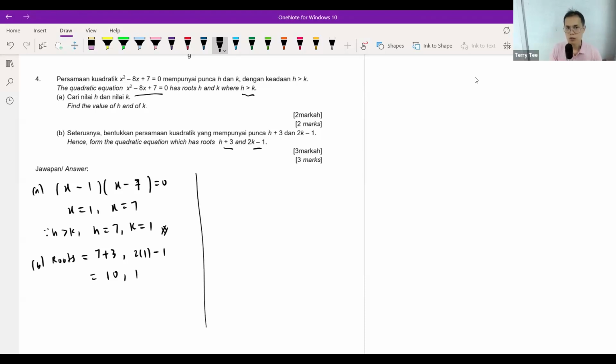So with the new root, we can find our SOR, sum of roots. Yeah, sum of root means we take 10 and 1, add together, you get 11. And POR is product of root. 10 times 1, you get 10. So to form your equation, we use a formula x squared minus SOR x plus POR equal 0. That's all. That's your answer.